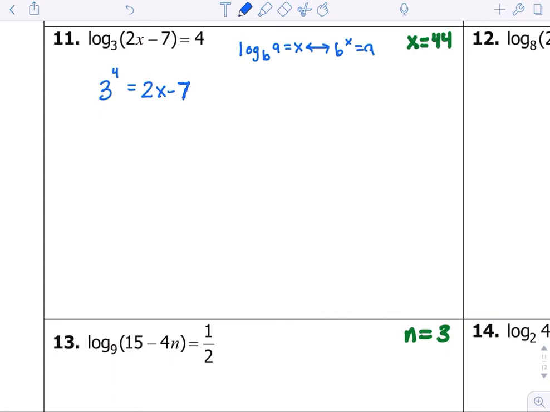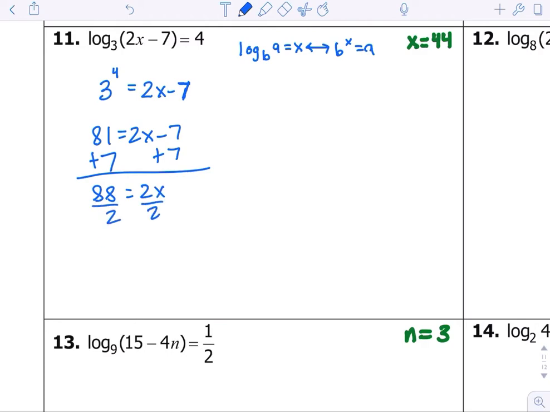So then when you solve for this, 3 to the 4th is 81 equals 2x minus 7, plus 7 plus 7. 88 equals 2x, divide both by 2. 44 is equal to x. Plug in 44 for x right there. It looks like we'll give you a positive, and it's going to check out. So x is equal to 44.